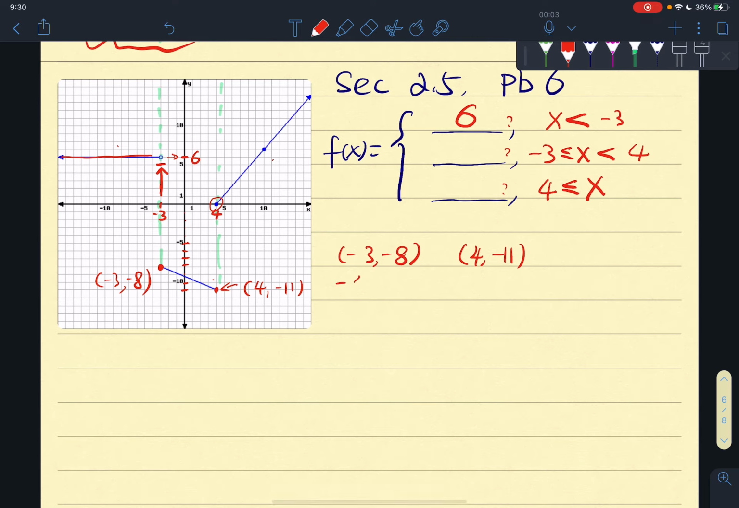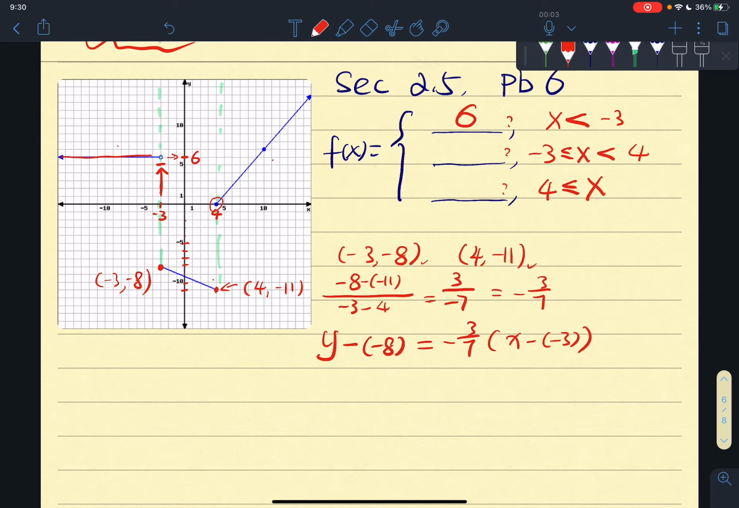You need to find the slope first. You end up with -8 plus 11, which is 3, over -3 minus 4, which is -7. So you find your slope, -3 over 7. Then pick any of those points you like: y minus -8 equals -3 over 7, times x minus -3. So be a little bit careful.